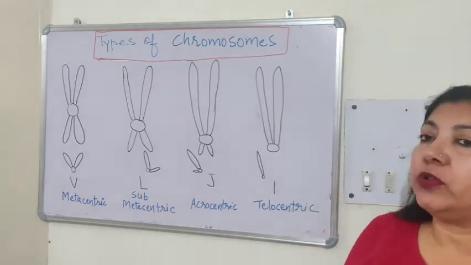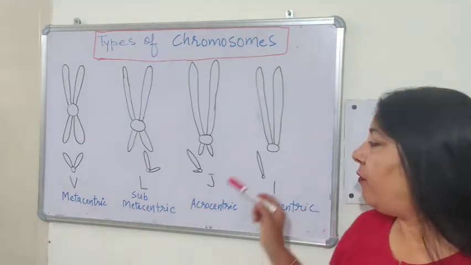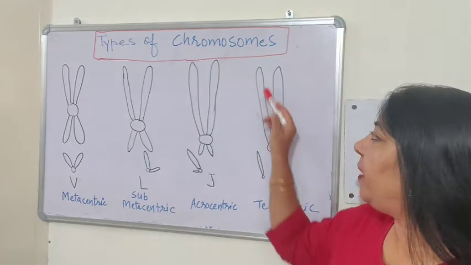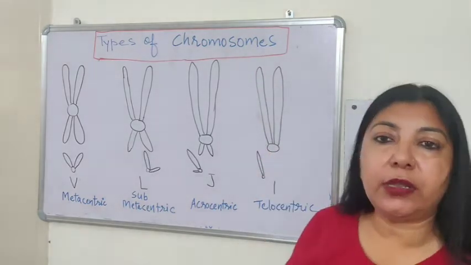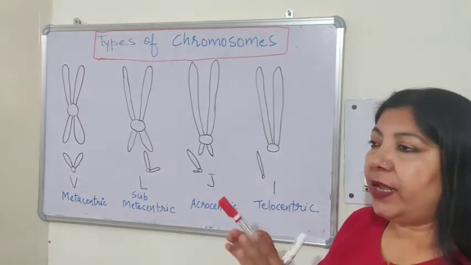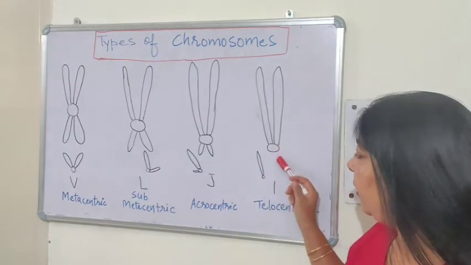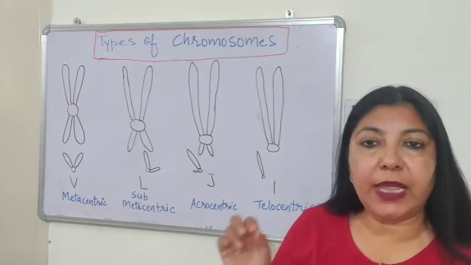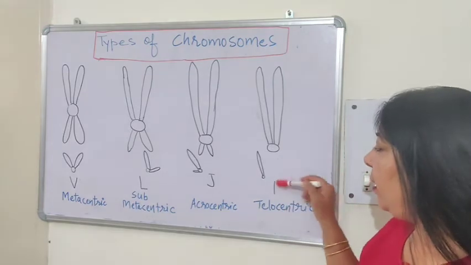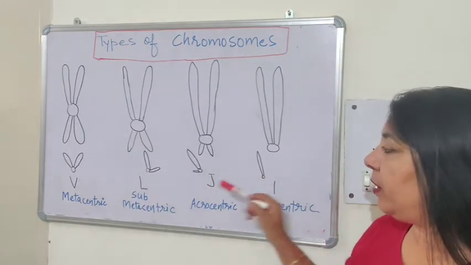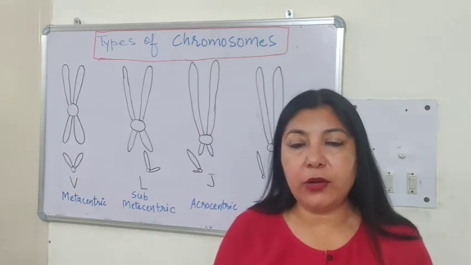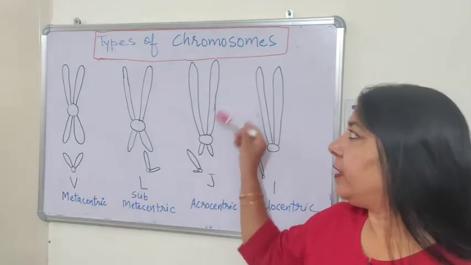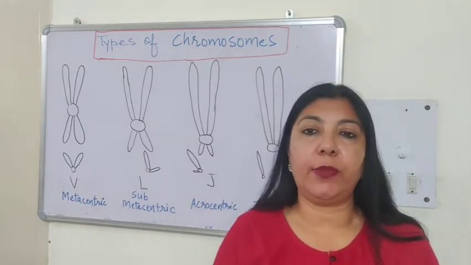And the last type of chromosomes are called telocentric, where the centromere has shifted to only one side. So what happens? There is only one arm. The second arm is not there. So during anaphase, when the chromatids separate, it gives this shape, which resembles the shape of a capital I. So we say telocentric chromosomes are I-shaped. So just by looking under the microscope, we can make out what type of chromosomes we are dealing with with respect to the position of the centromere.